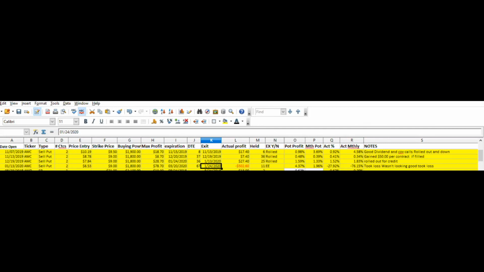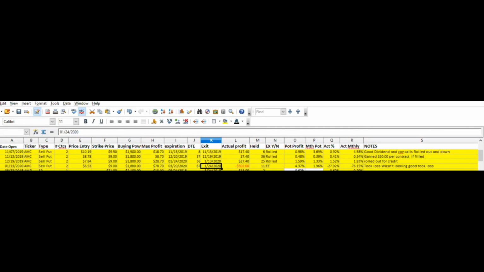But I would have kept rolling it out, or I would have gotten filled at $9 when it's now $4. So I'd be 400 times 2 contracts. That'd be $800 in the hole. Right now I'd be almost $800 in the hole. So I ended up taking about a $450 loss after you take my profits I kept here. It was just a bad trade.